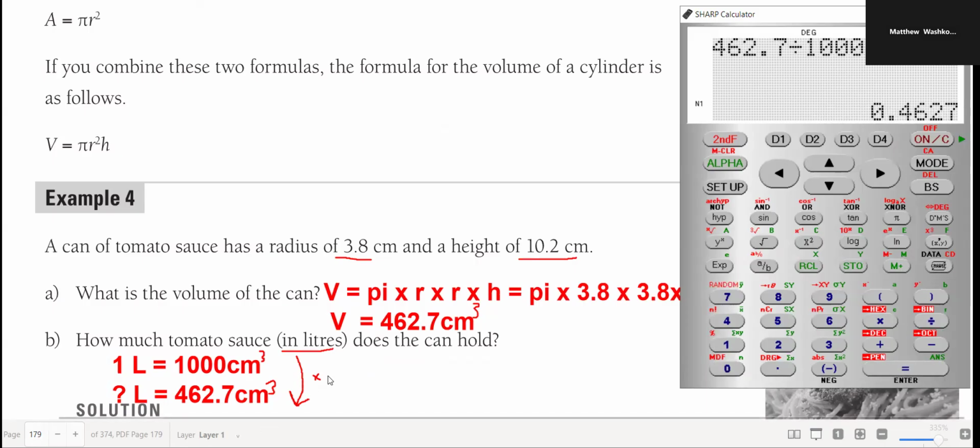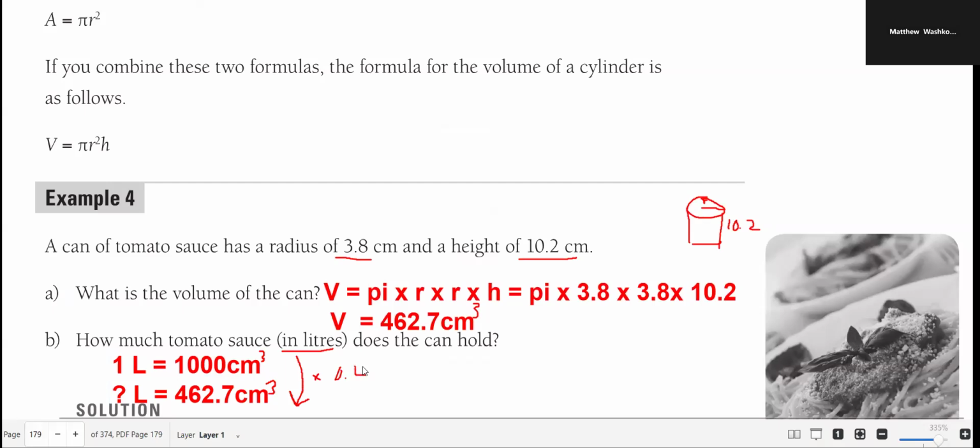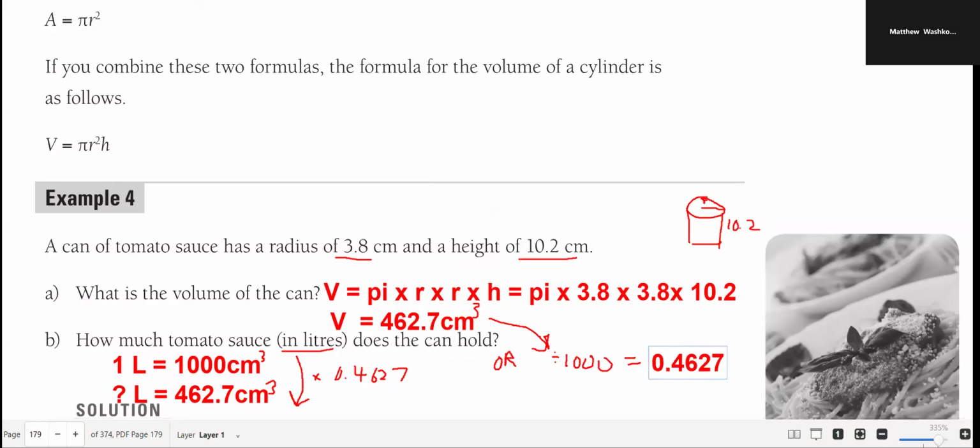So I rounded it to 0.4627, or you can just take this number and divide that by 1,000. Either way, your final answer in this case will be 0.462 liters. Or you can even just go 0.46 liters. That'd be fine too. Either's fine. But it's important to be able to do that. All right.